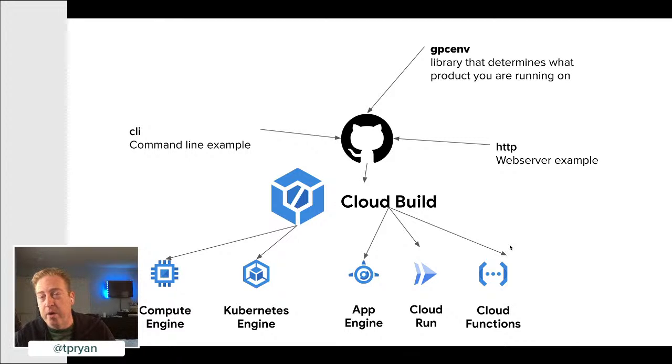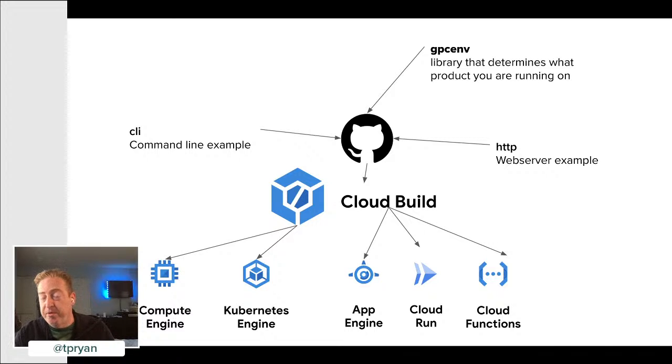But anyway, what I'm going to do is set up a workflow where when I check in changes to GCP Env, they get pushed out to all the environments that I'm tracking: a Compute Engine instance, a Kubernetes Engine cluster, an App Engine app, a Cloud Run service, and a Cloud Functions function. I have two example apps that illustrate the underlying library.